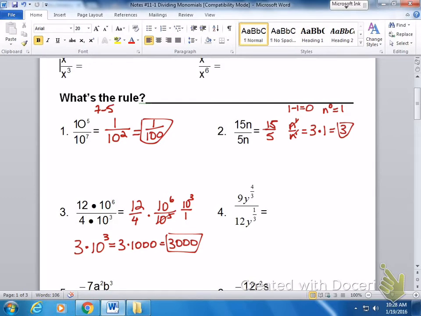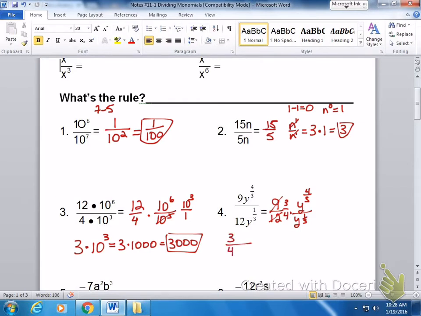Now, we really do need to use our trick here on this last one with the subtraction. I've got 9 over 12, and I've got y to the 4/3 over y to the 1/3. Now, 9 divided by 12, and I do want a fraction. I can take a 3 out of both of those, which leaves me 3 over 4. Use your calculator if you need to. So I have 3 over 4.